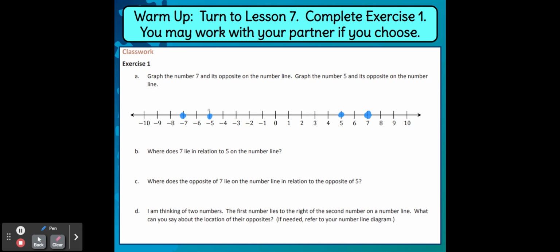So I know that seems easy peasy, but today we're going to be talking a lot about ordering and comparing integers and rational numbers. So this is going to give us our first visual of what that's going to mean. So our part B says, where does 7 lie in relation to 5? So I'm looking here, and I know 7 is 2 spaces to the right. So you're going to write that: 2 spaces to the right of 5.